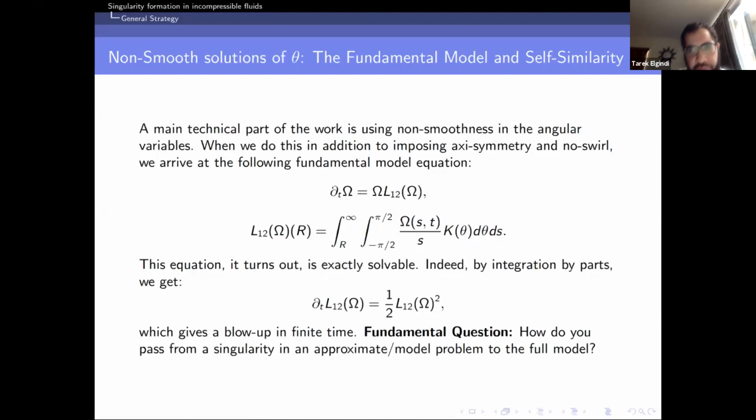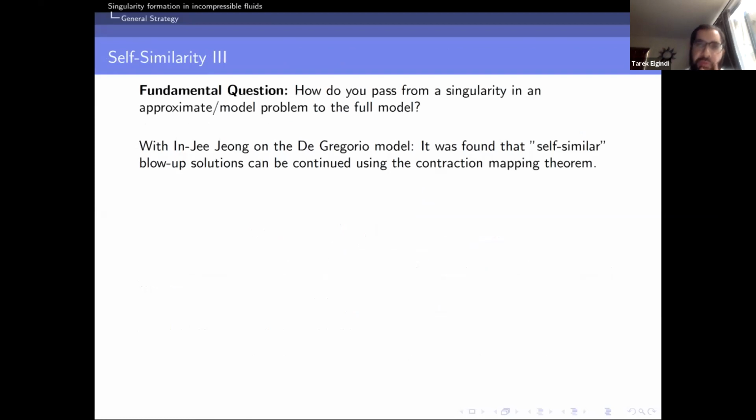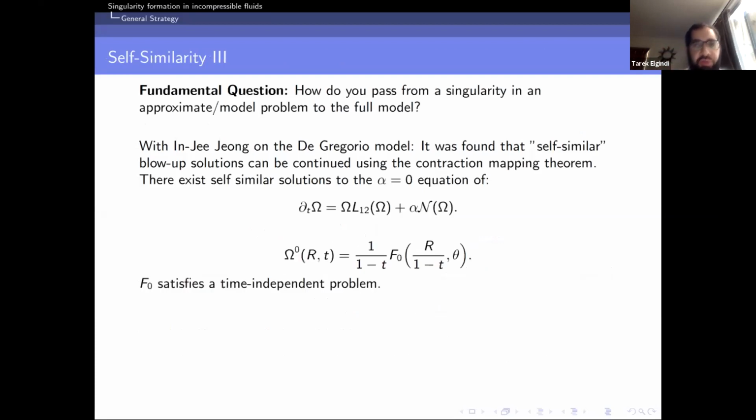And the fundamental question one has to study after you establish a singularity for this model is how do you go from this to the full equation? I'll be done in 2 minutes, sorry for taking too much time. It turns out that if you work in the right class of solutions, you can think of it as basically just a stability problem.